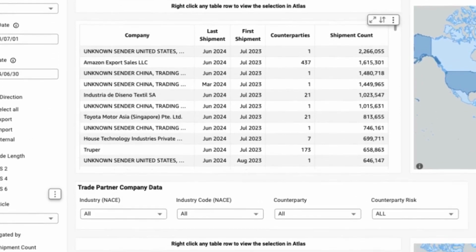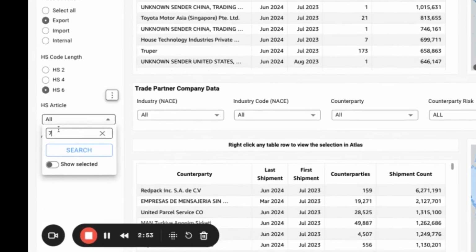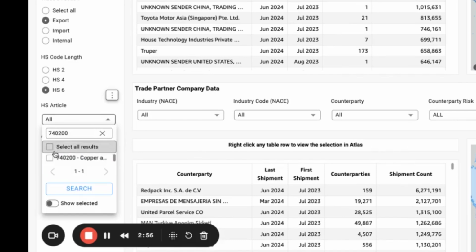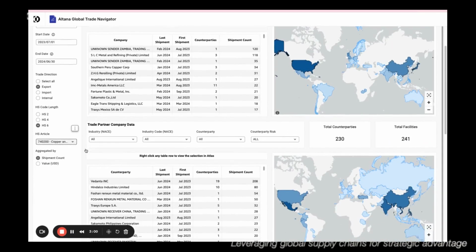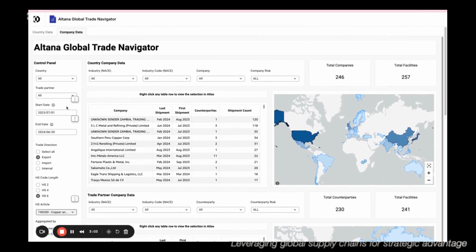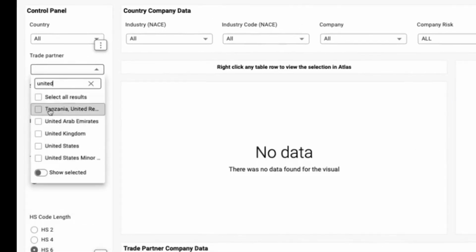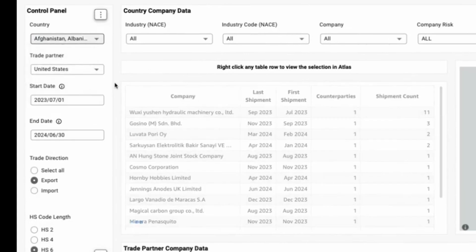affected trade lane. We can key in the tariff code directly and view exporting and importing entities globally that transact with this code. For example, let's show all instances where entities in the United States are the importers, and entities outside Mexico are the exporters. This way, we've already started finding alternative suppliers outside of the affected trade lane.